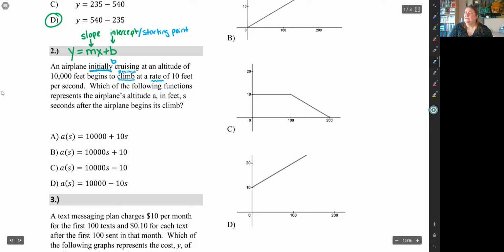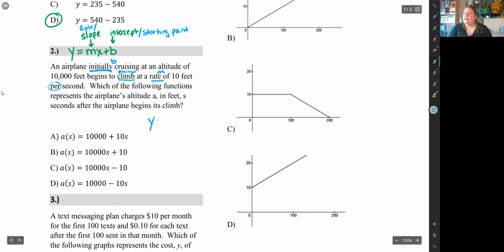And rate, that's the word that gives away the fact that 10 is your m value. So your slope will often be a rate in the real world if you see it that way. Or do you see this word per? If you see the units have the word per in it, that's going to be your slope and not your intercept.